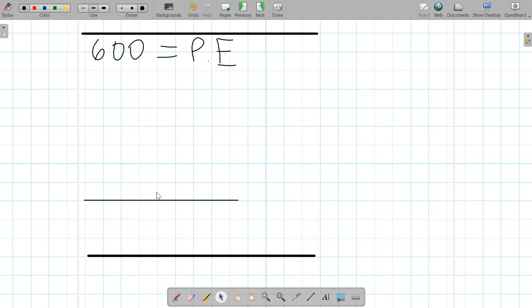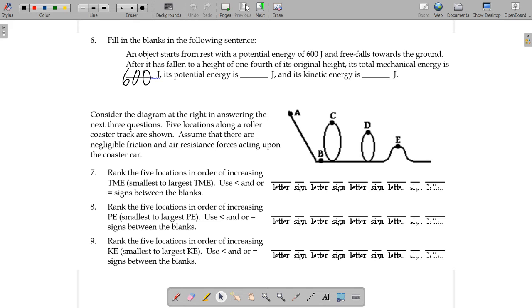What was the potential energy at that point? Well, it had to be 1/4 of its original potential energy. So you would take 600 and divide it by 4, and that gives you 150 joules of potential energy at that point. And again, the reason why you know that is because at this point here, we're 1/4 of our original height, therefore we have 1/4 of our original potential energy. So that means the potential energy at this point is 150 joules.